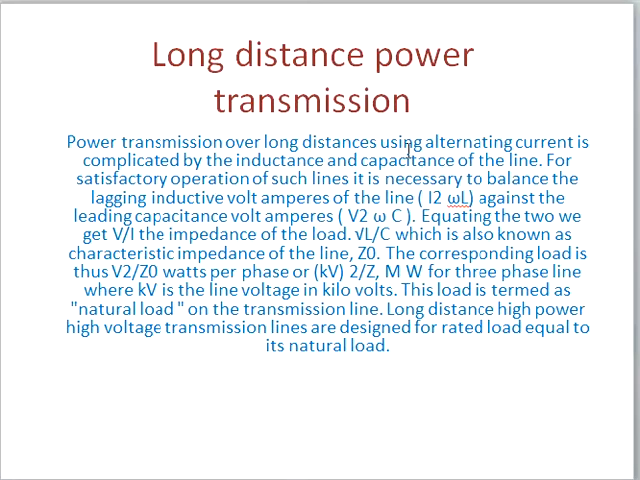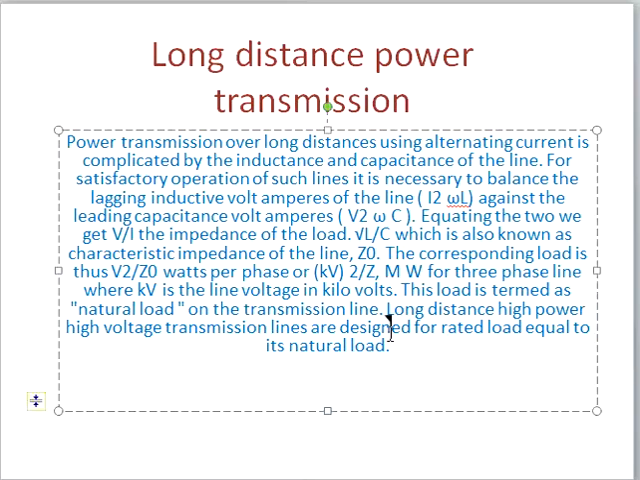Here is long distance power transmission using alternating current, which is AC. Using AC is complicated by the inductance and capacitance of the line. To do this operation satisfactorily, it's necessary to balance the lagging inductive volt-amperes of the line. We can go over these and study this. Focus on the natural load.